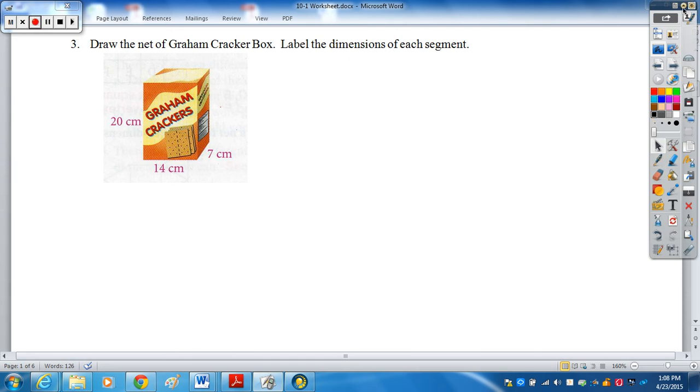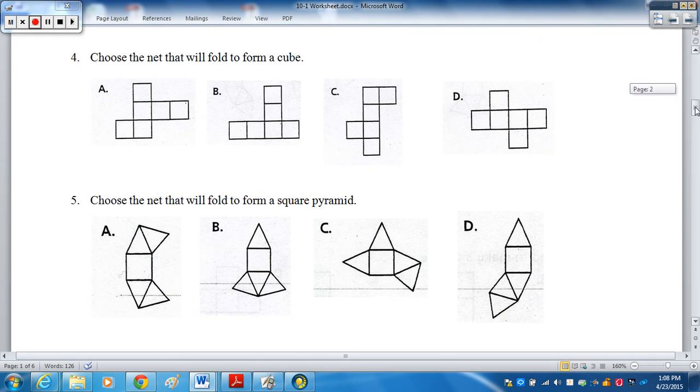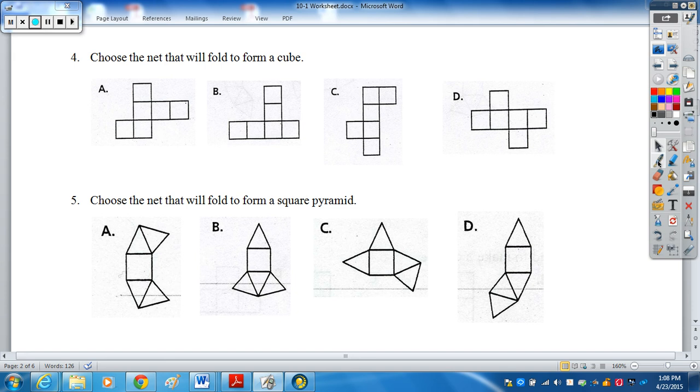All right, now, if we go to the back side, I think it would be good for you to go ahead and pause your computer and ask yourself real quickly, choose the net, actually it should say nets, there's more than one, choose the nets that will fold to form a cube, okay? So of the 4 up there, take a moment, see if you can figure it out. When you come back, I'll give you some suggestions as to what you could do here. So go ahead and pause your computer.